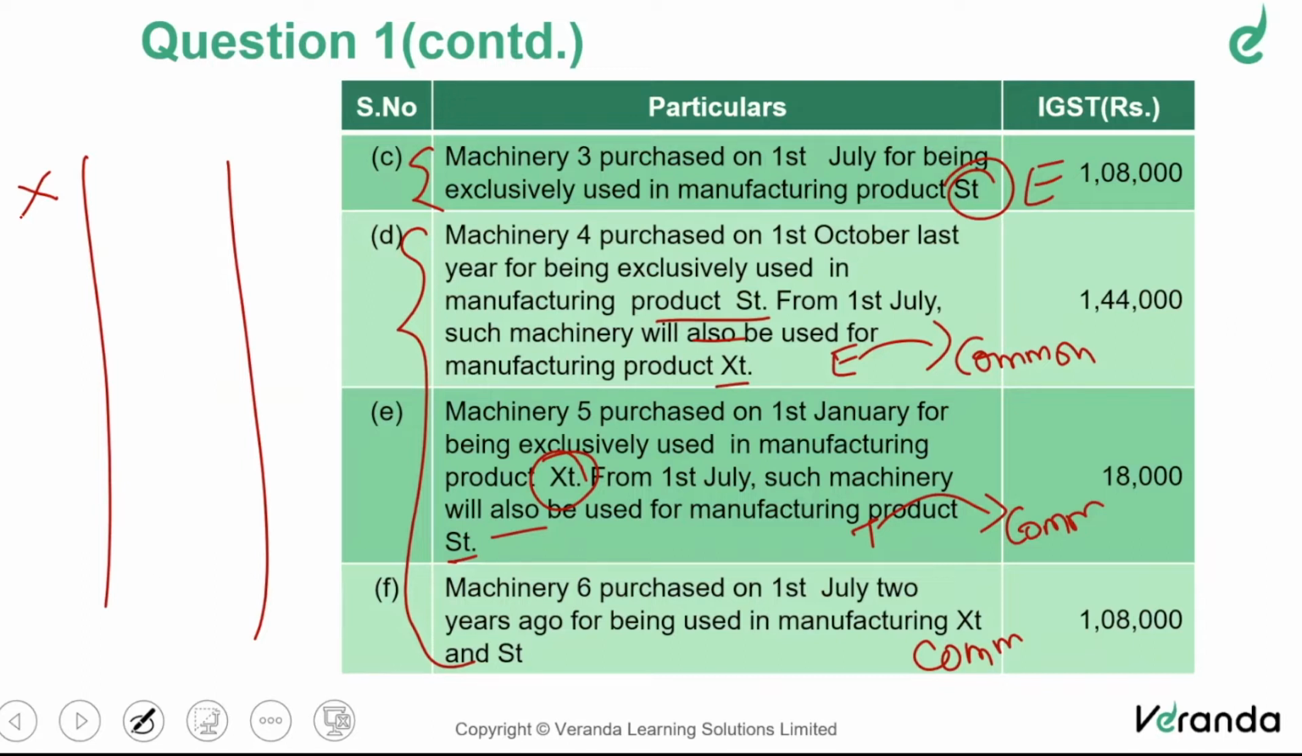Correct? Yes. Right. Now come to point number D. Point DEF, that is missionary number 4, 5, and 6. They're old missionaries purchased during some earlier period. But there is some conversion, transition happening with regard to missionary number 4 and 5.